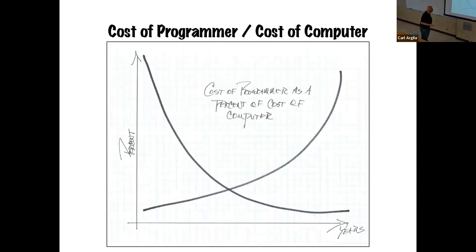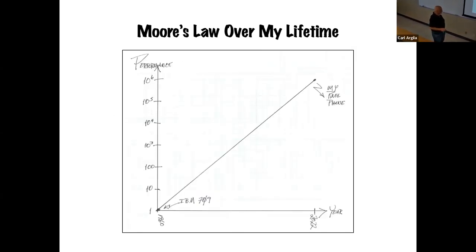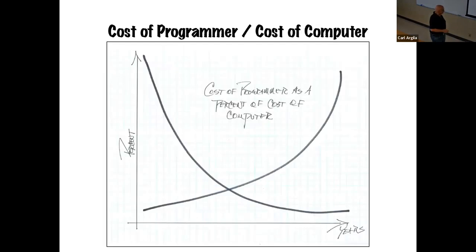Let me move on. Here's another graph, which is as important for today's lecture as this picture of Moore's Law. This is a depiction, not a very good drawing on my part, of the cost of a programmer as a percent of the cost of the computer the programmer is programming, over my lifetime.